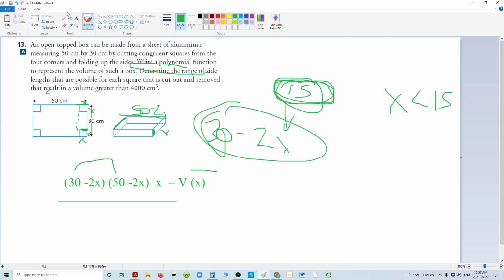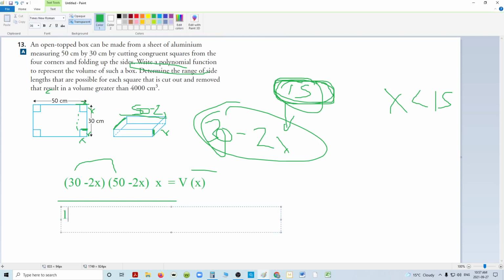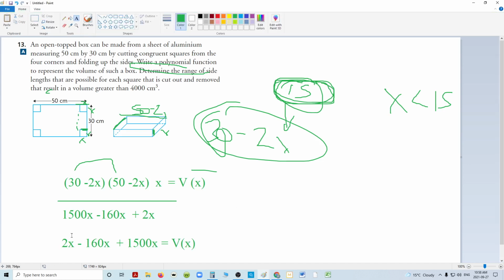30 times 50, and you'll find your numbers end up in the wrong side. It's 1,500. 30 times minus 2x is minus 60x, and minus 2x times 50 is minus 100x, which together is minus 160x. Then minus 2x times minus 2x is plus 4x squared. Now you have to multiply everything by x. Put it in the right order. You get 4x cubed minus 160x squared plus 1,500x, and no number, is equal to the volume based on x. Okay, so that's what you get.